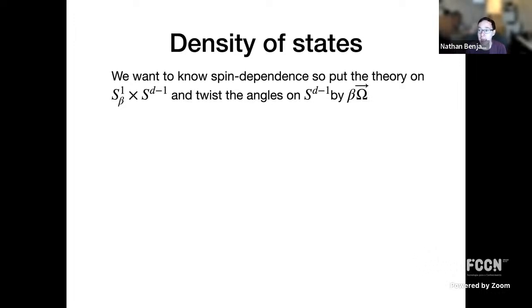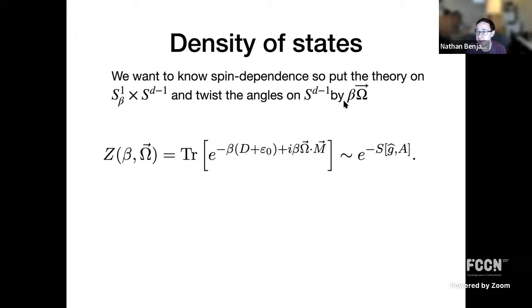Okay, so now that we have this technology, let's try to use this to compute the density of states. We want to know the spin dependence of this density of states. So what we do is we put the theory on a cylinder, S1 with radius beta, times a sphere S^(D-1), and we twist the angles on the S^(D-1) by some beta omega, meaning that as we go around the thermal circle, the sphere gets rotated by some angles beta omega, where this omega is a vector because we allow rotation in all of the Cartan directions of the sphere.